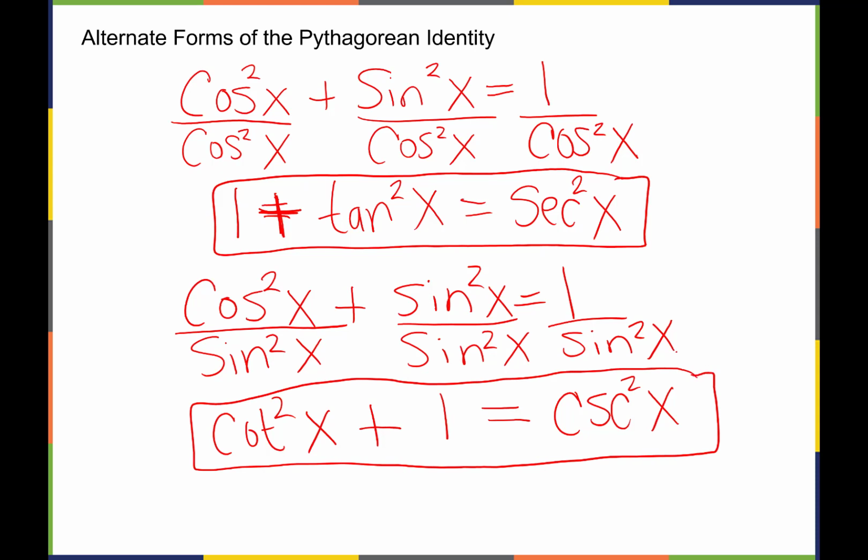Okay, so we have cosine squared x plus sine squared x is equal to 1. We have 1 plus tangent squared x is equal to secant squared x. And then we also have cotangent squared x plus 1 is equal to cosecant squared x.